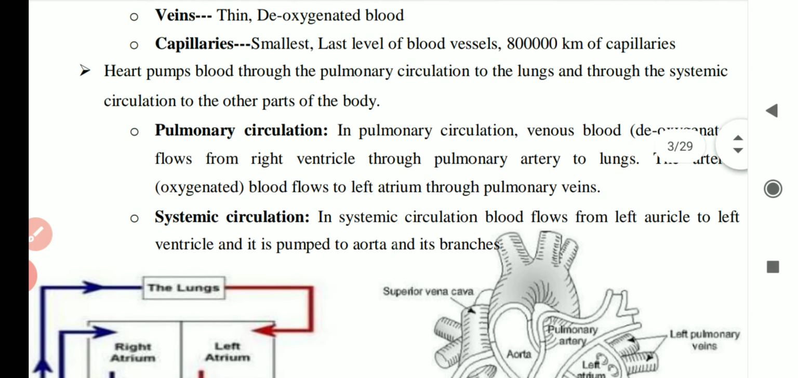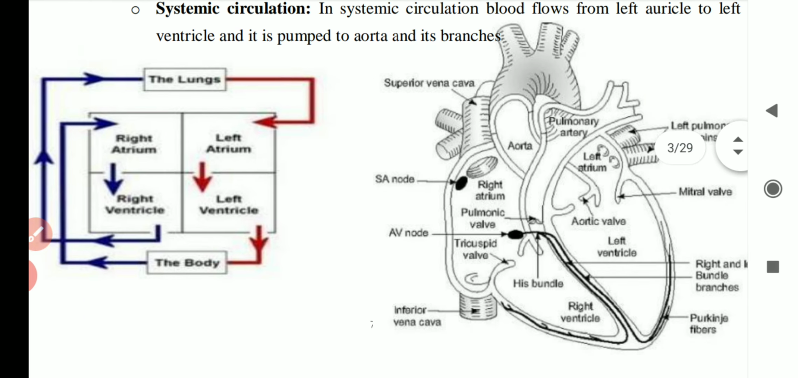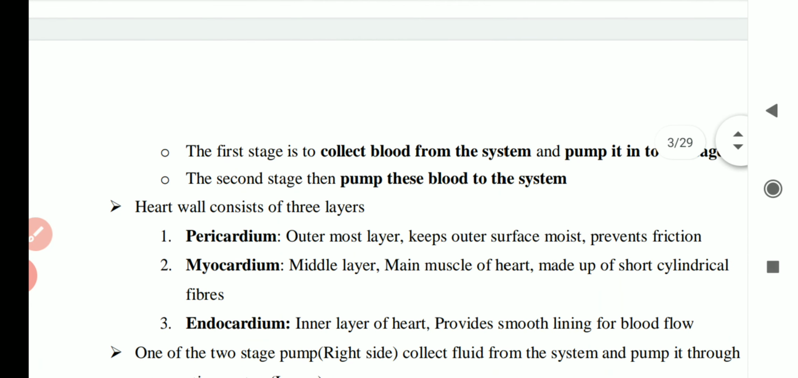So when a question asks, write down the cardiovascular system in the human physiology, first you have to draw the structure of the heart and mark the basic parts. Then draw the blood circulation figure on the left side. Then you have to write down the basic theory parts.